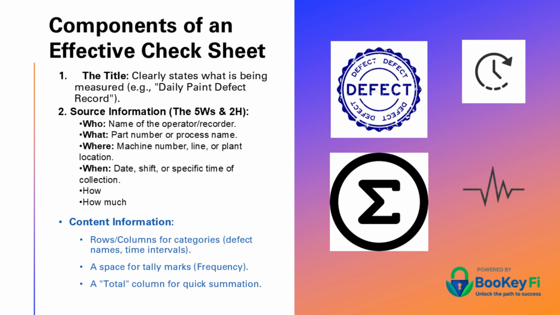It includes rows and columns for categories, such as defect names or time intervals. This structure keeps the data organized and prevents messy or unreadable notes. A space for tally marks to record frequency. Tallying is a visual, low-effort method that allows operators to record data instantly without stopping their workflow.